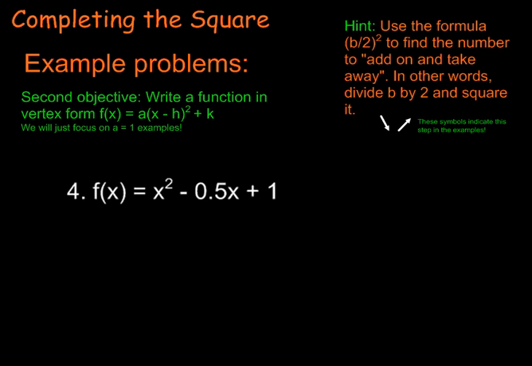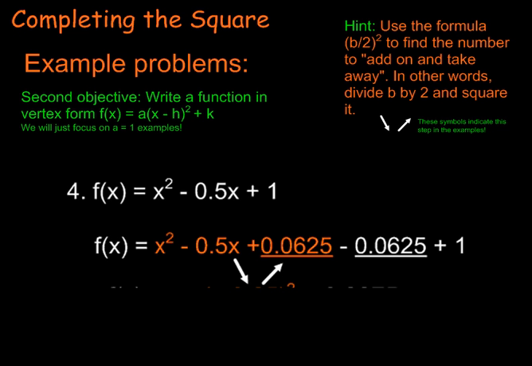Let's do one with a fraction, or in this case, writing the fraction one half as a decimal. You can do it either way, write it as a fraction or as the decimal. It would work the same. We're going to divide by 2. That would be a negative 0.25. Square that, you get 0.0625. So we're going to add on 0.0625, take 0.0625 away.